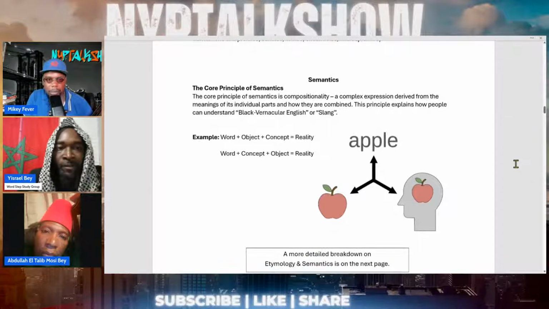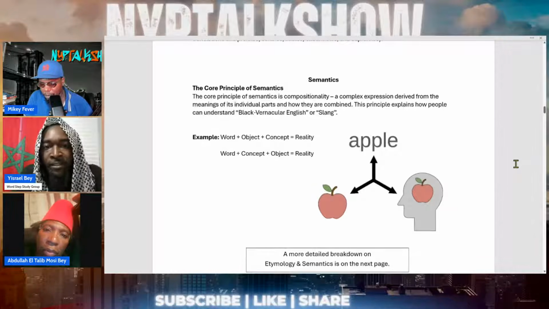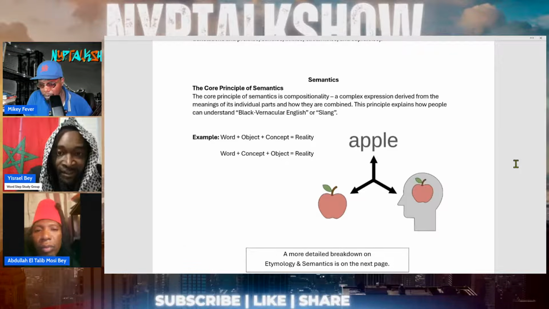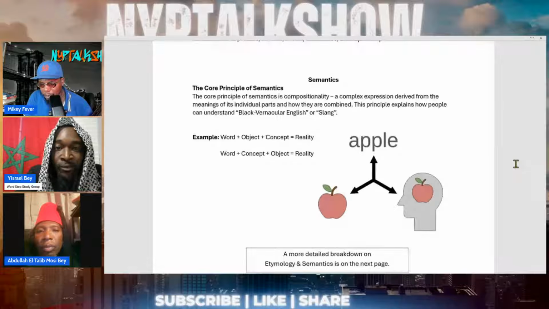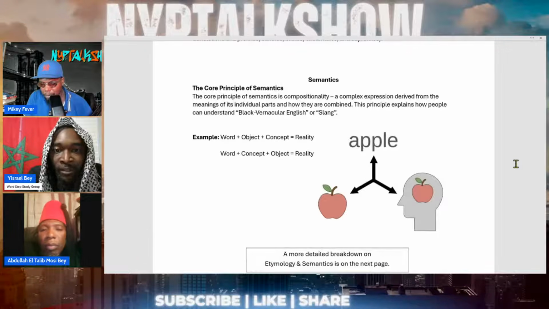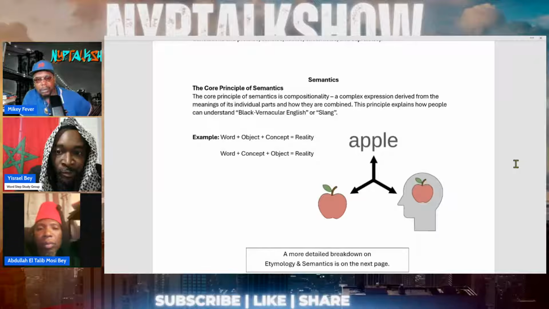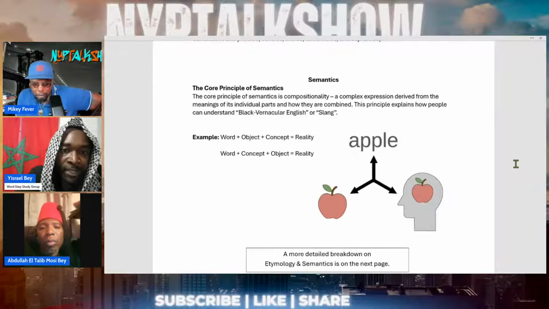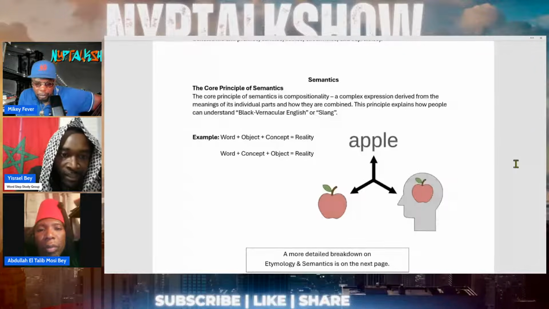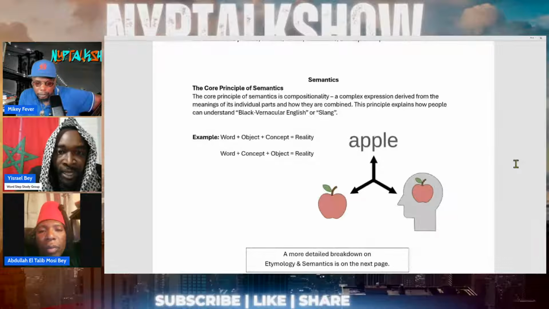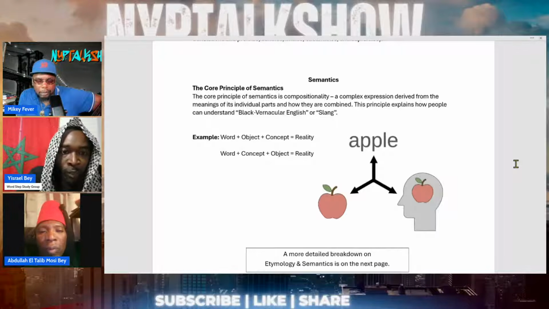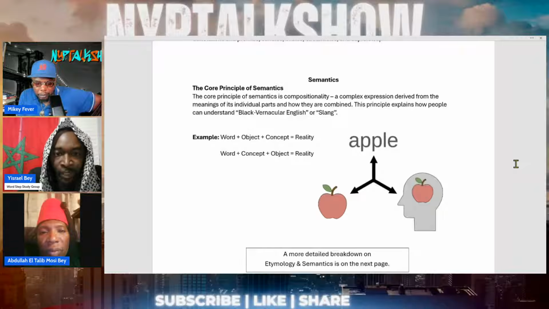Semantics, the core principle of semantics. The core principle of semantics is compositionality, a complex expression derived from the meanings of its individual parts and how they are combined. This principle explains how people can understand Black vernacular English or slang. Example, word plus object plus concept equals reality. Word plus concept plus object equals reality.